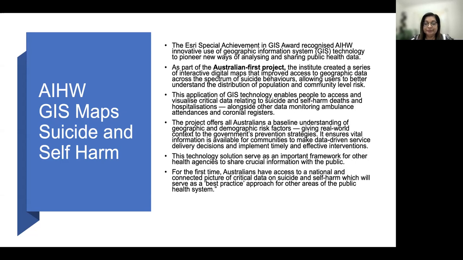by the government. It ensures vital information is available for communities to make data-driven service delivery and implement timely and effective interventions. It is an important framework, or technology solution, for other health agencies to share crucial information with the public. For the first time, Australians have access to a national connected picture of critical data on suicide and self-harm, which will serve as a best practice approach for other areas of public health systems.